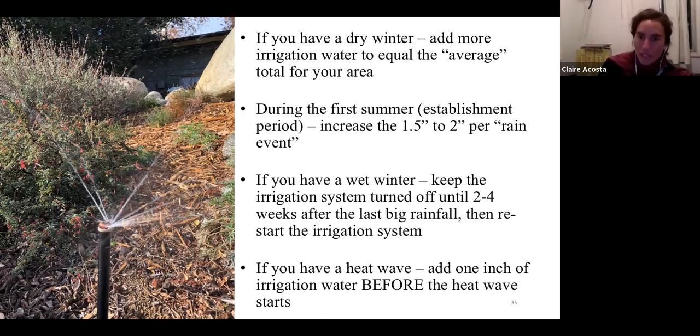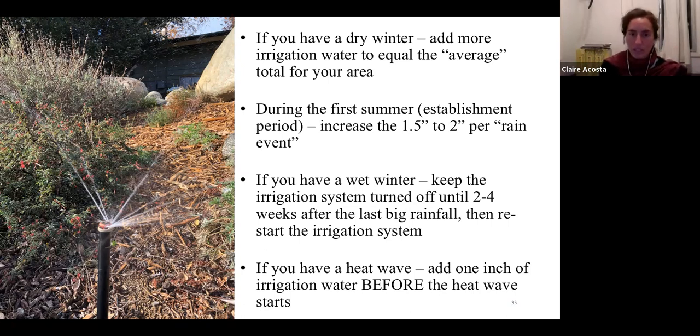And then during the first summer, during that establishment period, you can increase that 1.5 inches to 2 inches per rain event, just because it is their establishment period. So you really want to mimic a wet winter. So in that first summer, you might have to water a little. You can bump up those irrigation events to 2 inches.